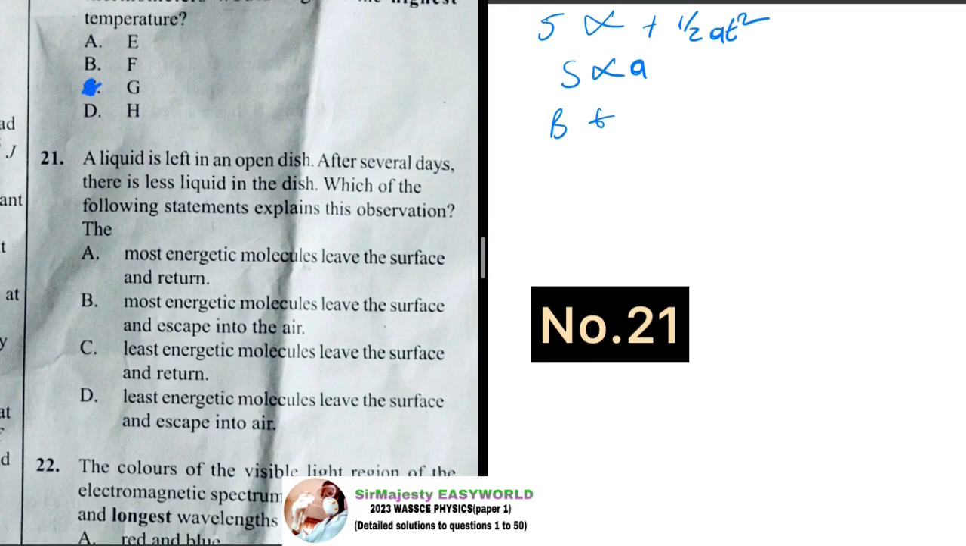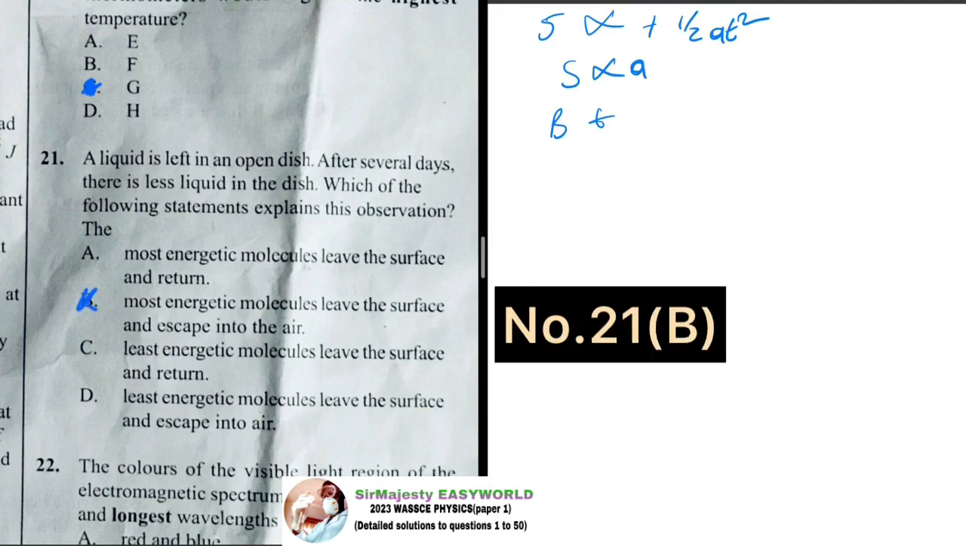So the next question is, a liquid is left in an open dish. After several days, there is less liquid in the dish. Which of the following statements explains this observation? This is obviously the theory of evaporation. And based on evaporation, most energetic molecules leave the surface and escape into the air. So that's B. They never return.